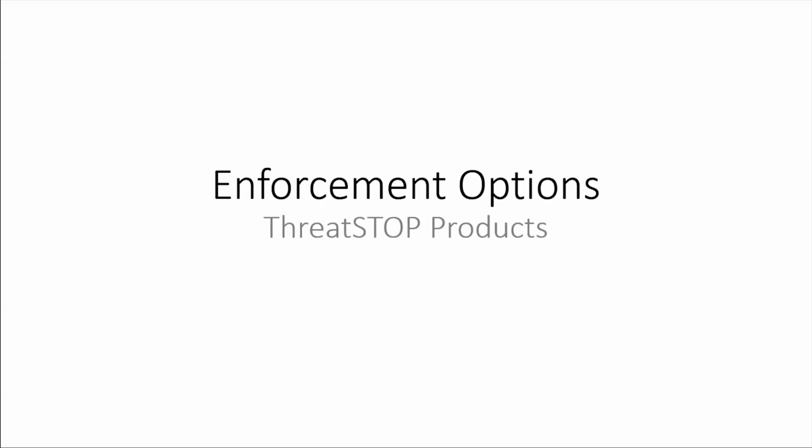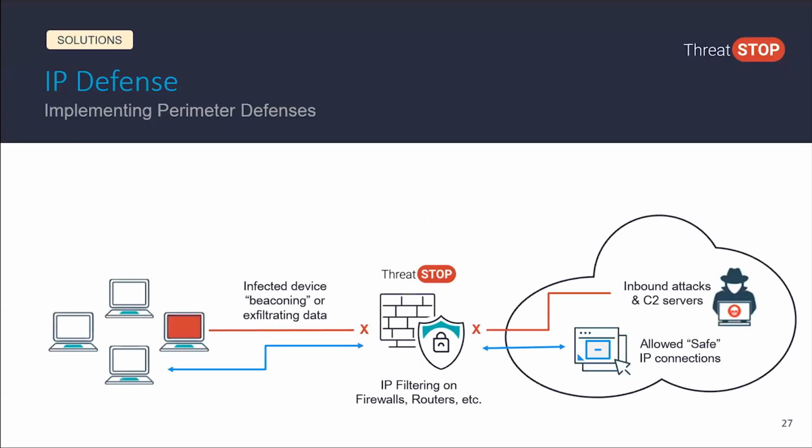So let's take a look at enforcement options and the different ways that you can implement this. One is IP defense. This is basically firewalls and routers that are capable of acting as firewalls that are filtering based upon the IP address.